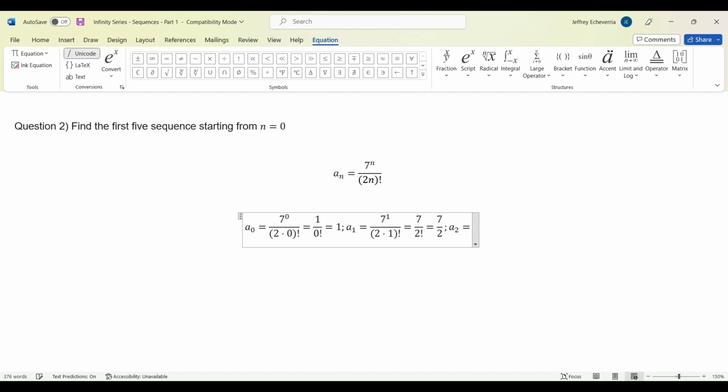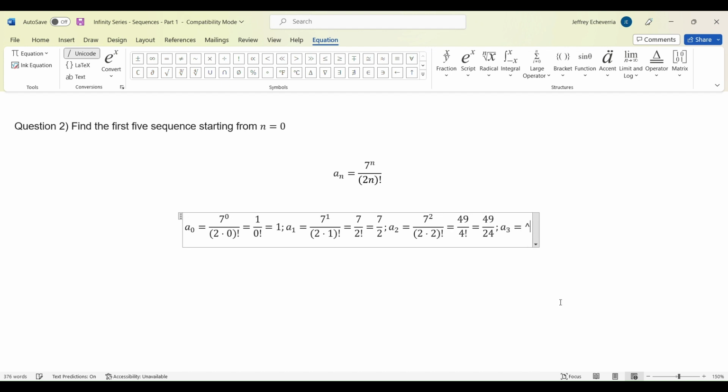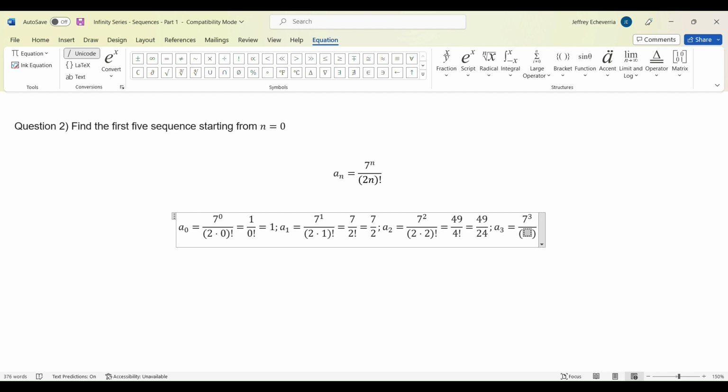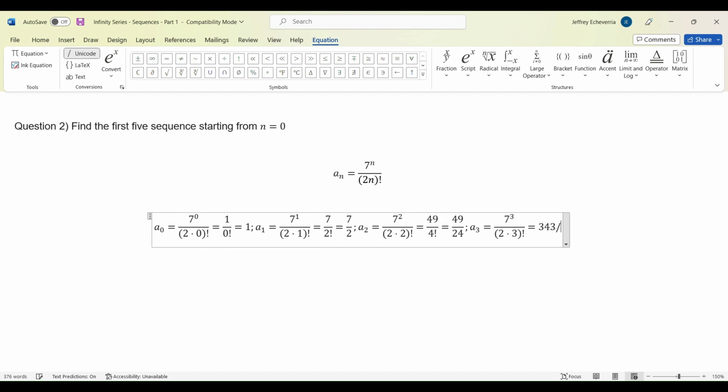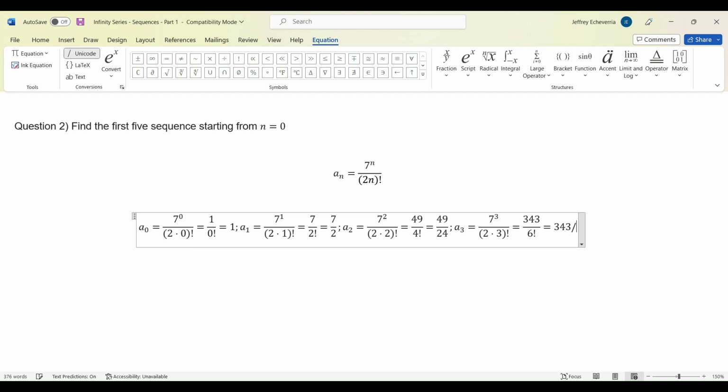a sub 2 will be 7 to the second power divided by 2 times 2, which gives us finally 49 over 4 factorial, which is 49 divided by 24. a sub 3 will be 7 to the third power divided by 2 times 3 factorial, which gives us 343 divided by 6 factorial, which will be 343 divided by 720.